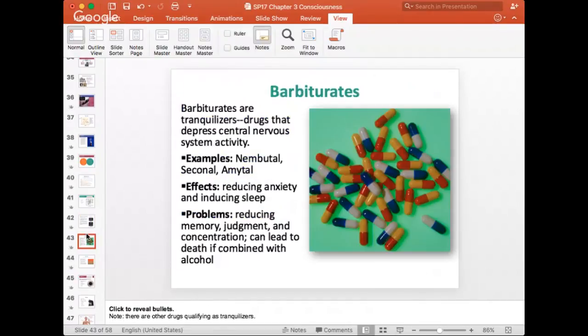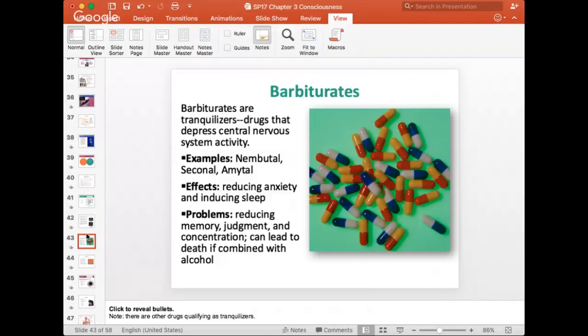A barbiturate is also a depressant. Barbiturates are called tranquilizers, but they're drugs. So a lot of times these are going to be prescription medications. And their job is to suppress central nervous system activity. Alcohol does that in a sense also, but alcohol is more geared straight up at the brain, stopping your neural pathways into the thinking process.